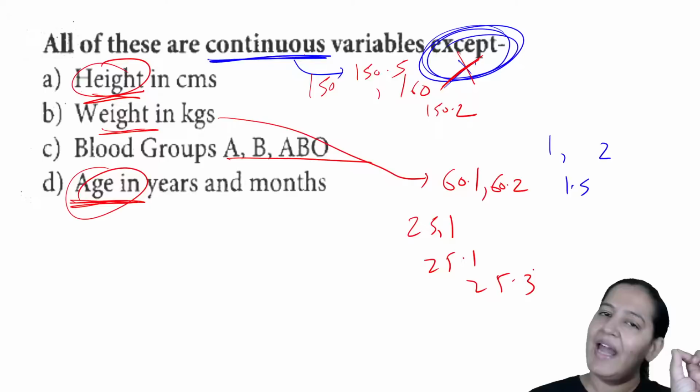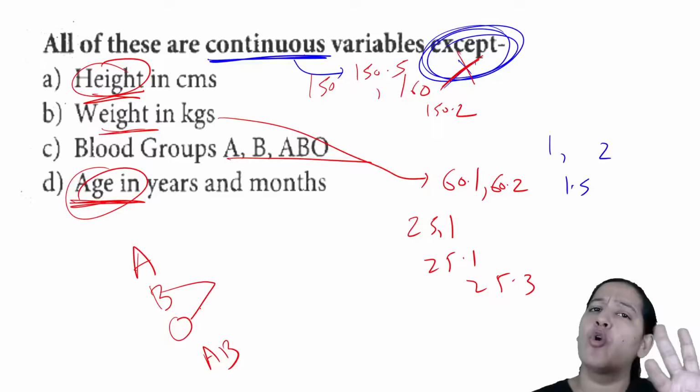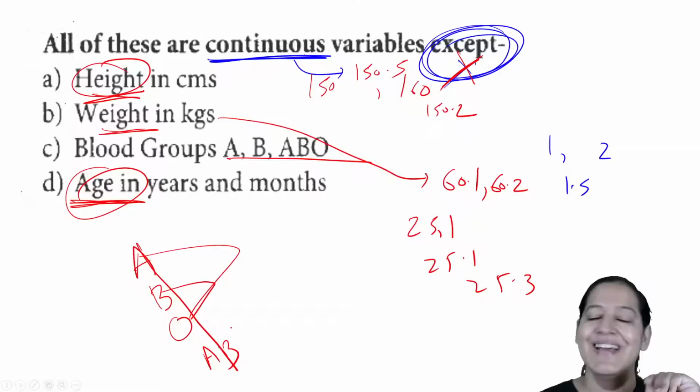But in ABO you have only 4 options. Whether your blood group is A, whether it is B, whether it is O, or whether it is AB. Is there something in between A and B, between B and O, between A and O? No, it is not there. So it is a discrete value: A, B, AB, O. So the correct answer here is C. Okay, Logesh, you got confused with the question. Is it clear now? Should I proceed?